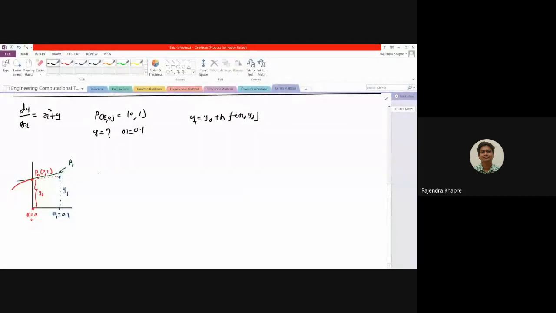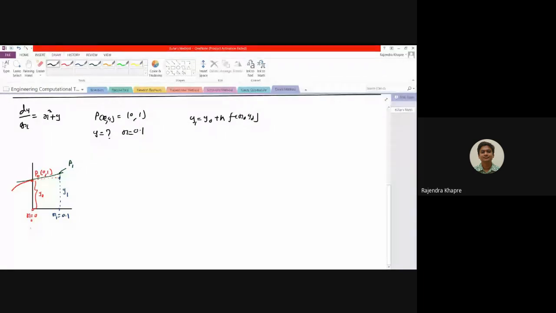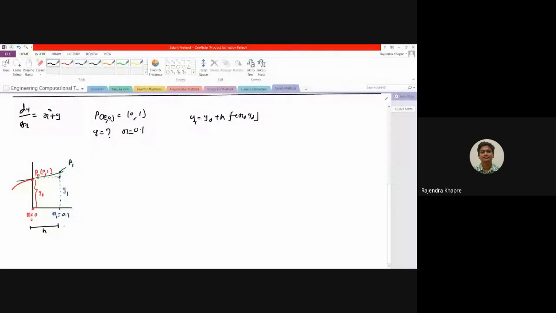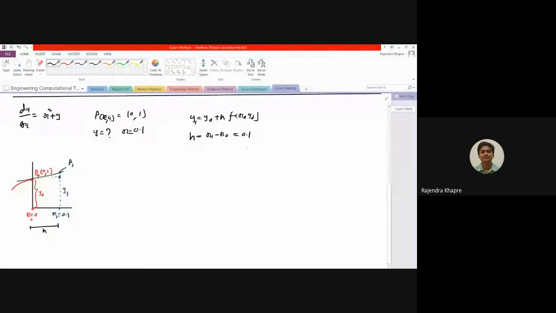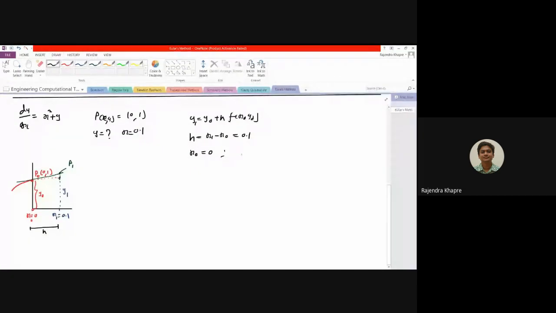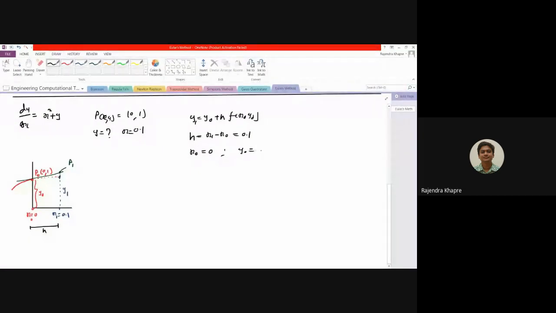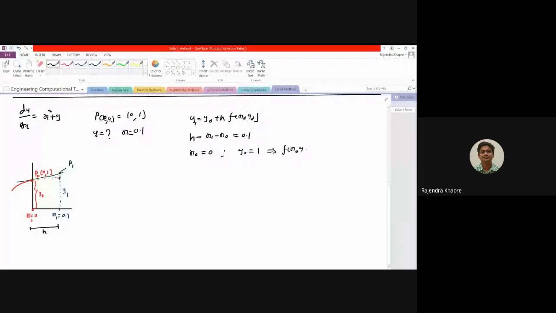As far as this equation is concerned, the distance between x0 and x1 is nothing but h. So your h value is x1 minus x0, which right now is 0.1. The value of x0 is already given to you, which is 0, and the corresponding value of y0 is 1. From this, you have to calculate f of x0 and y0.